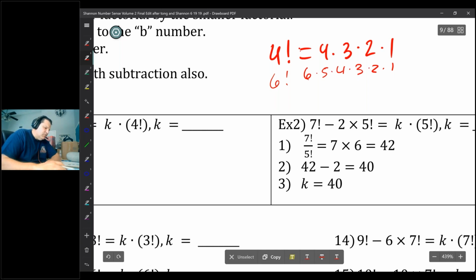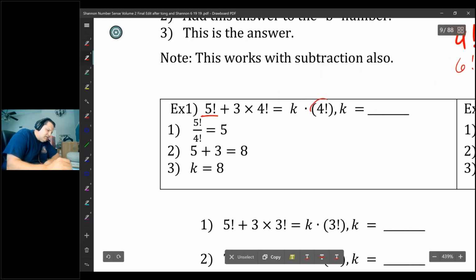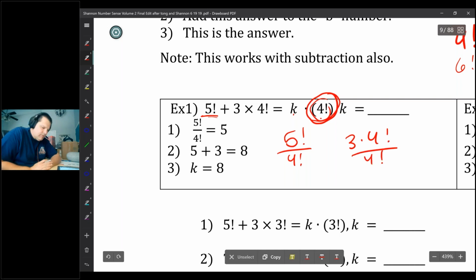All right, so what you want to do is, they're going to say 5 factorial plus something is equal to some number times 4 factorial. This is the key. What you're going to do is take each part and divide it by 4 factorial. Okay? You're going to divide each part by 4 factorial.